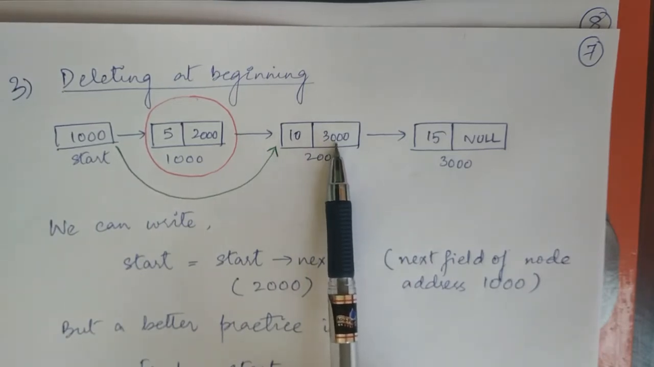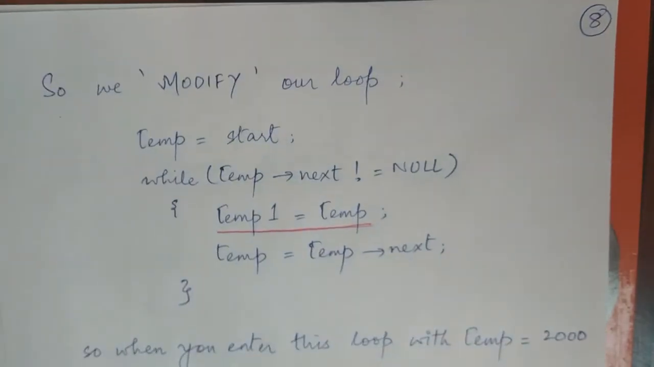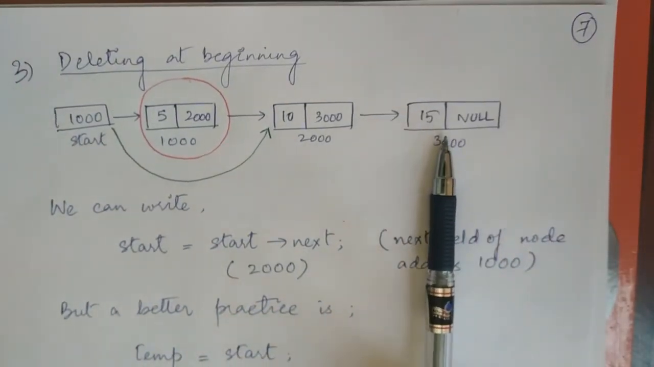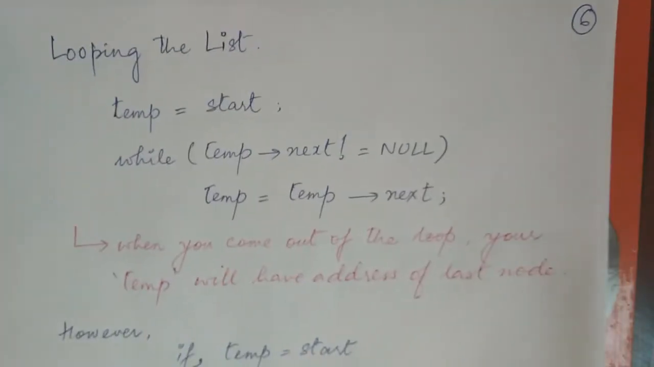So this 3000 should be overwritten with the value null, and this should be freed. Okay, so we know how to get to this node from our previous loop. If you remember, I'll show you that once again.